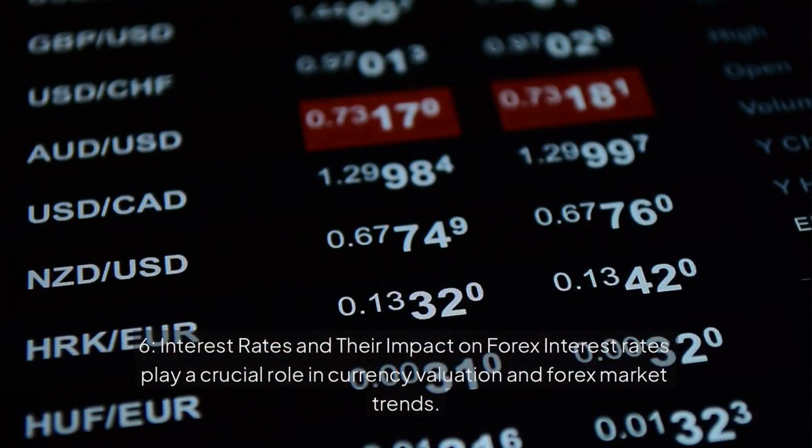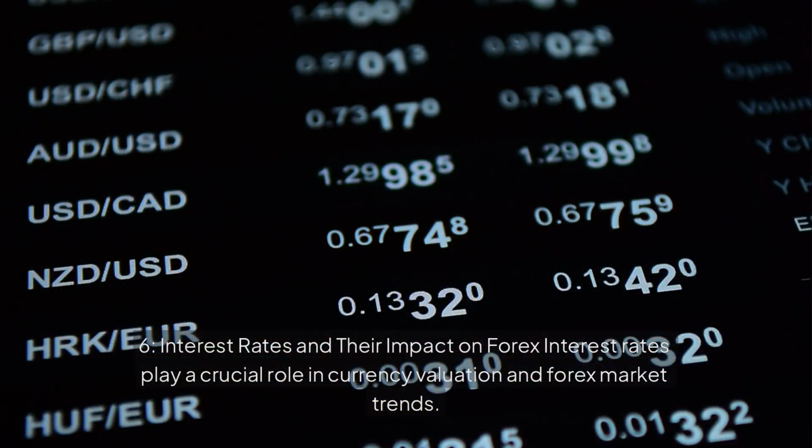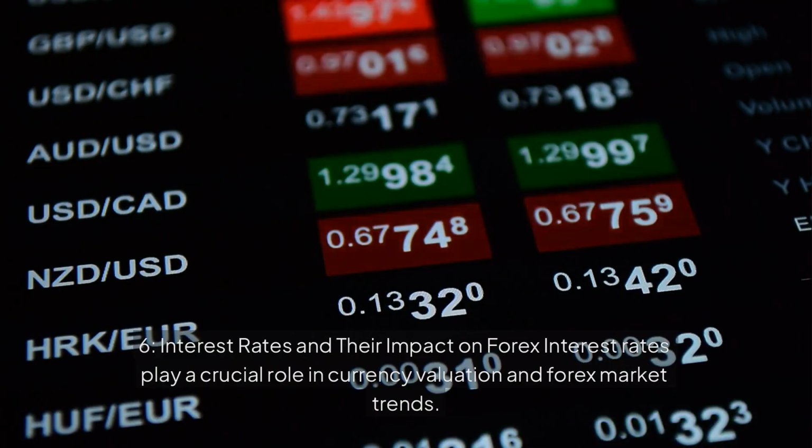6. Interest rates and their impact on Forex. Interest rates play a crucial role in currency valuation and Forex market trends.